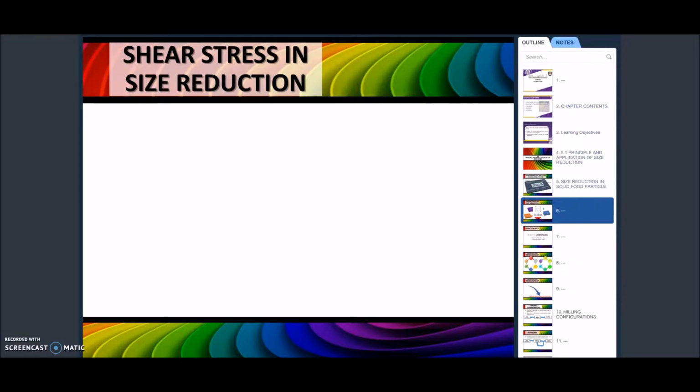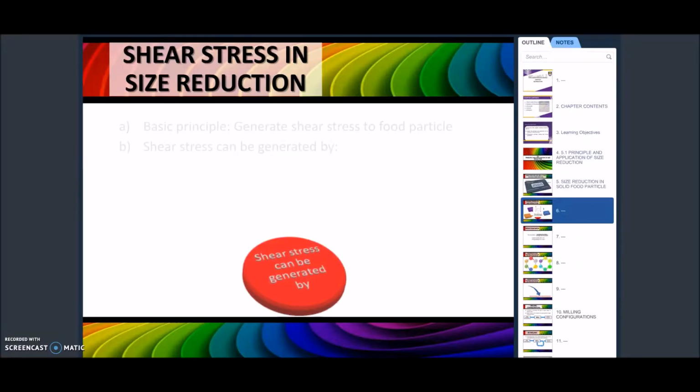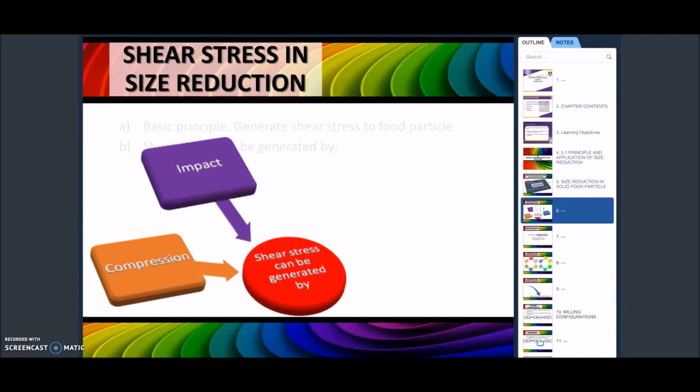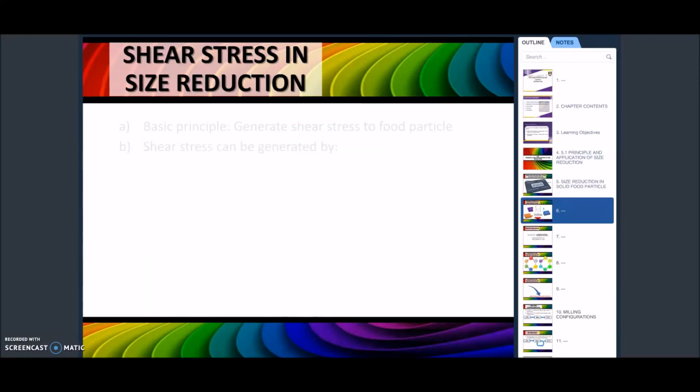Shear stress in size reduction. The basic principle is to generate the shear stress to food particle in order to make it smaller. Shear stress can be generated by several ways, such as compression, impact, attrition, and also cutting.